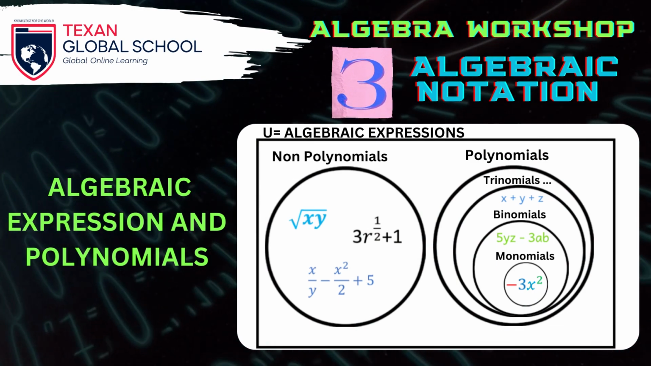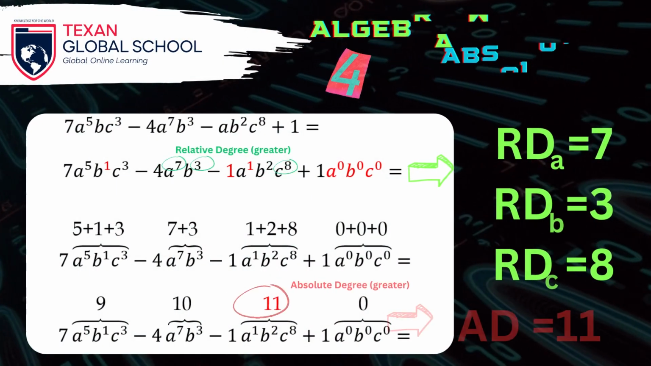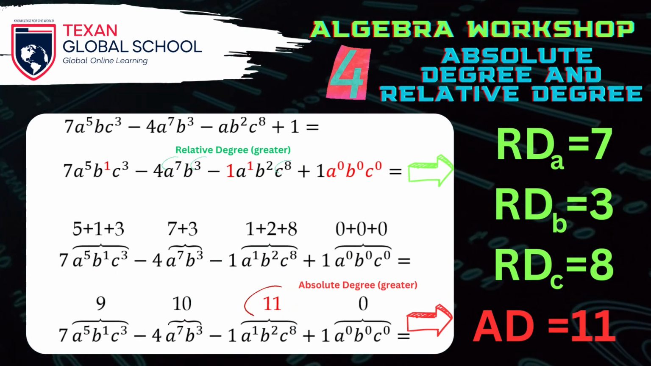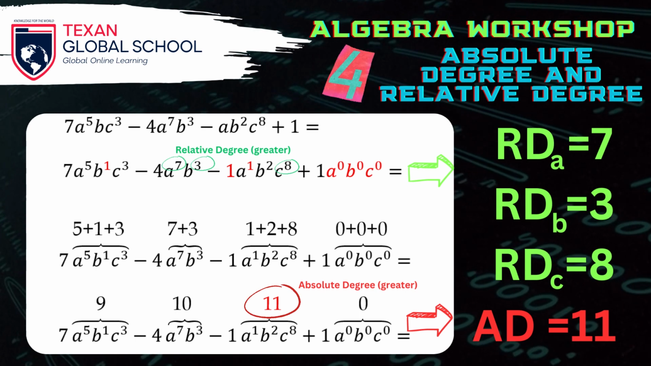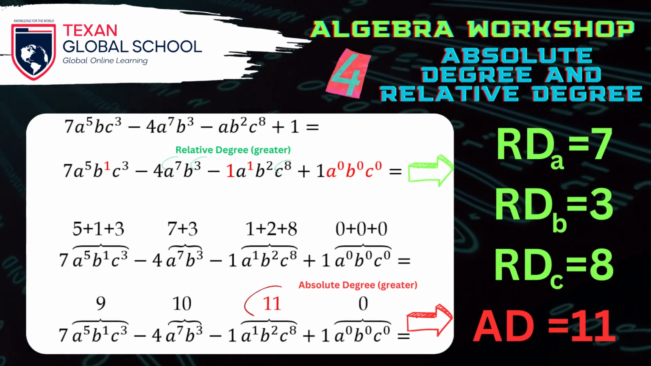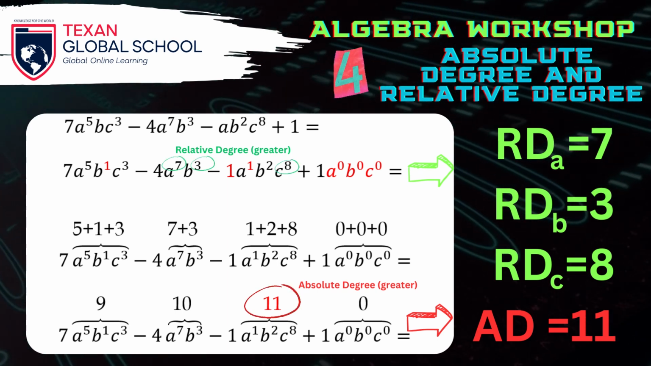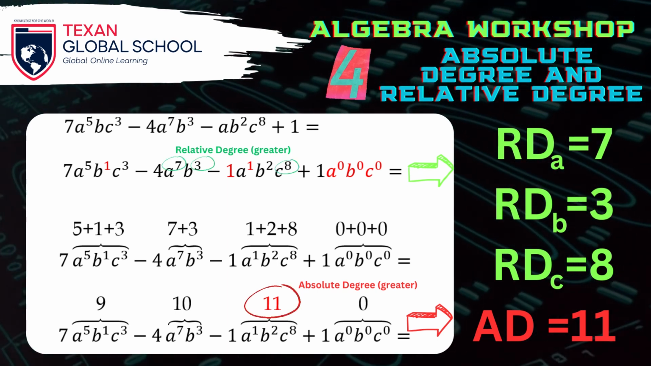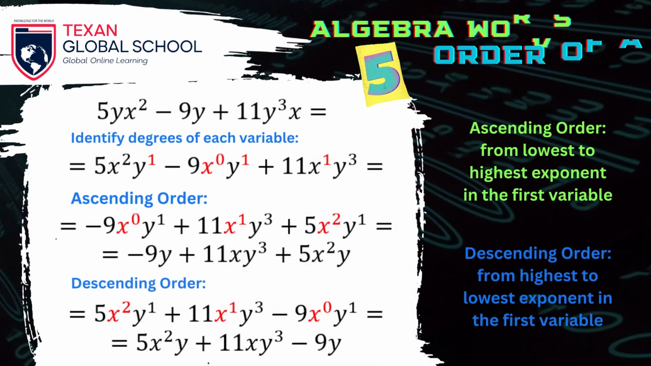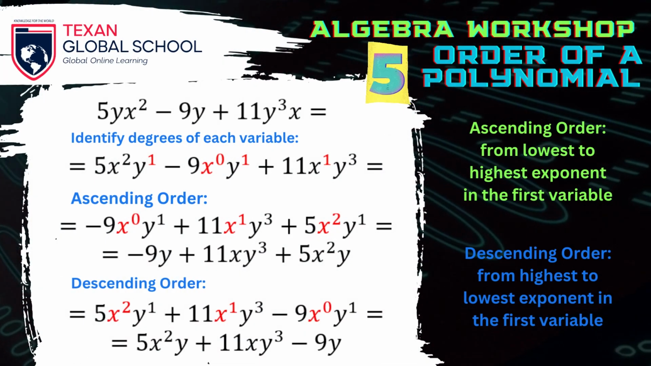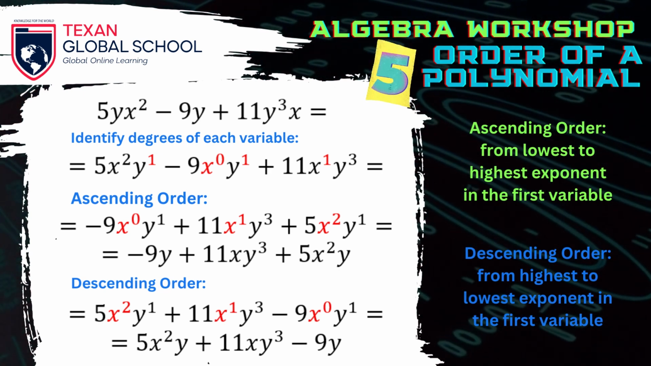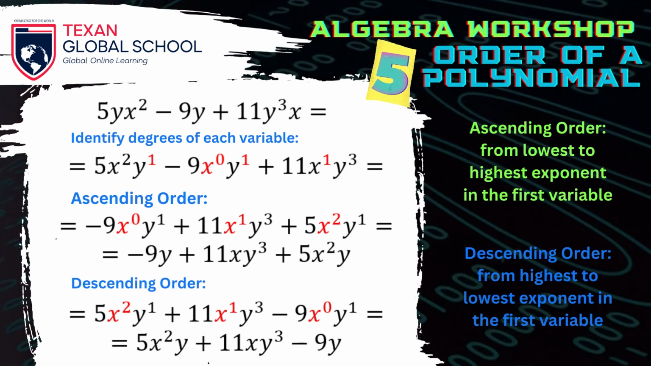Another topic of importance is to understand that the absolute degree is the maximum degree of all the terms of the polynomial. The relative degree is the greatest exponent of a variable among all the terms of the polynomial. These concepts will help to detect linear, quadratic, and cubic equations or expressions in following classes. How to order a polynomial in ascending or descending order is also an important tool that is detailed in the classes. This topic will help to perform operations between algebraic expressions.